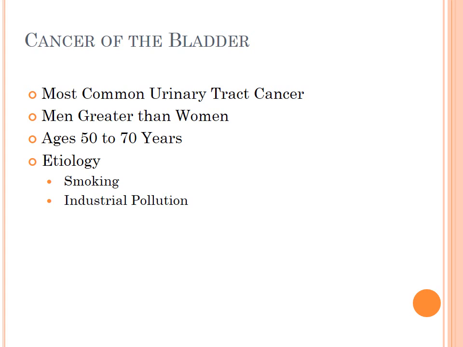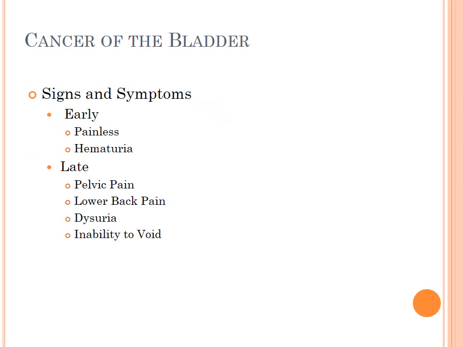So it may occur just in the inner wall of the bladder, and sometimes will extend through the rest of the wall of the bladder, requiring bladder removal. So if it's only in the inner lining, more superficial, treatment's a little bit different than when it has gone through the muscle wall. And sites where it can metastasize include the liver, bones, and lung.